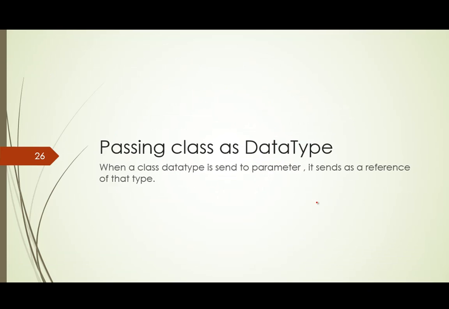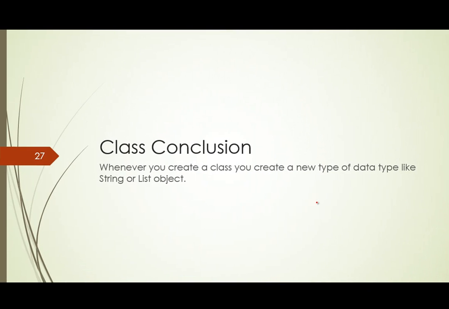So we are very close to ending the class session. It's the conclusion. Whenever you create a class, you create a new type of data. When you create a string, it's really a string class object, and when you create a list, it's a list type of object, something like that.